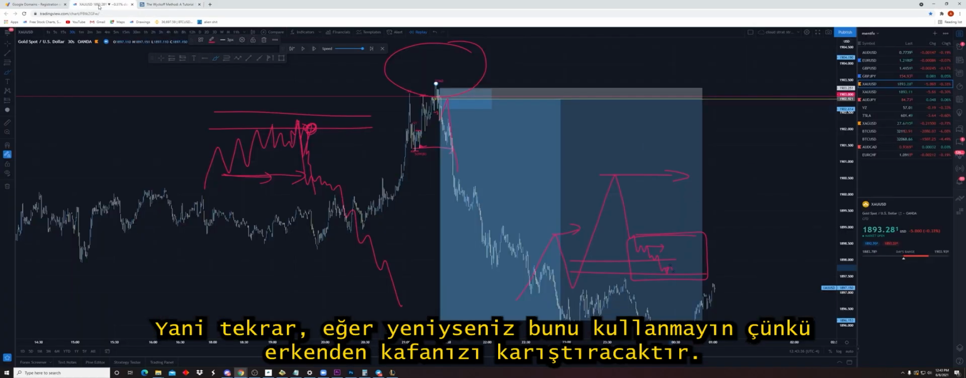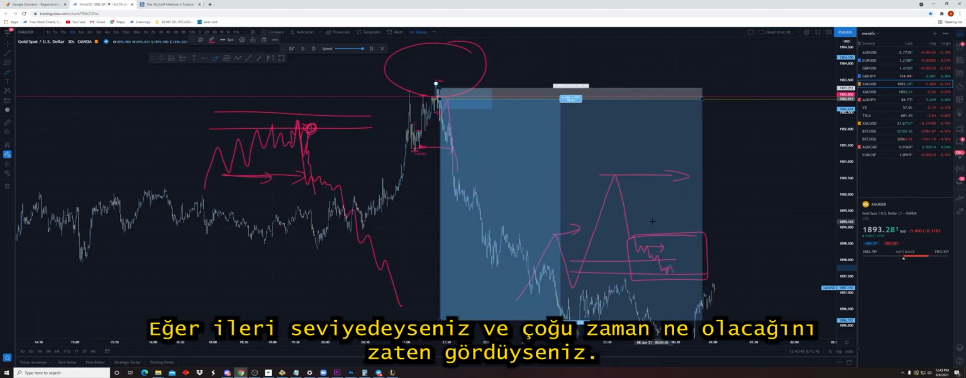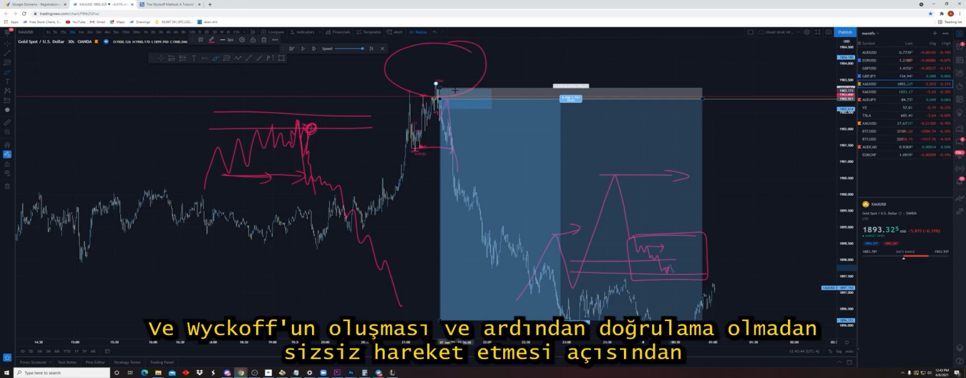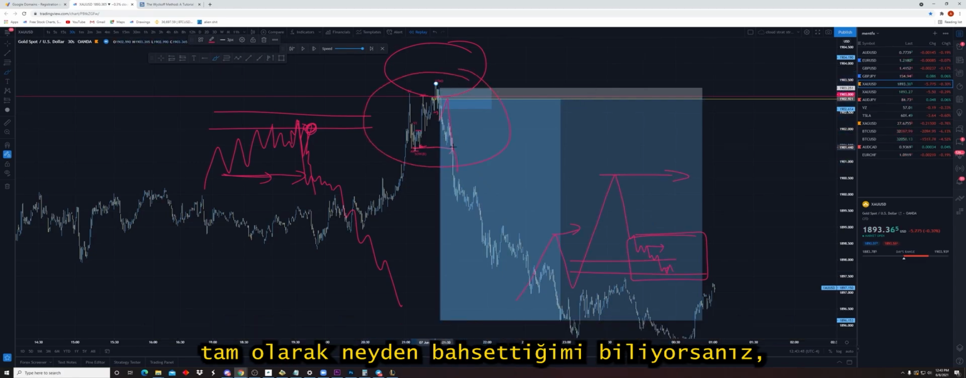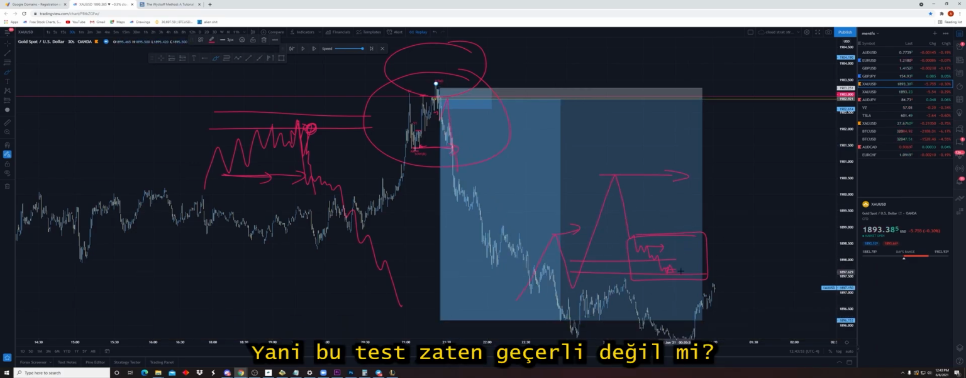So again, if you're new, do not utilize this because it will screw with you early, right? Go and test it. If you're advanced and you've already seen Wyckoff happen a lot of times and you know exactly what I'm talking about in terms of Wyckoff forming and then moving without you off the validation, then begin to utilize and test the concept available to you right here. So this test is already valid, right?